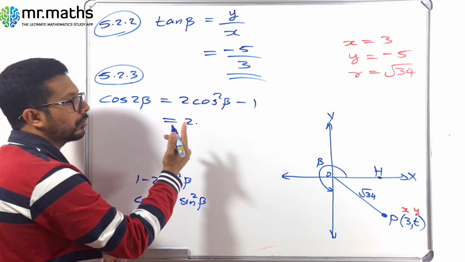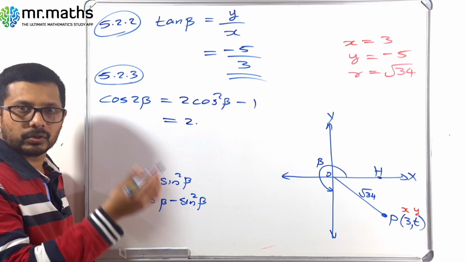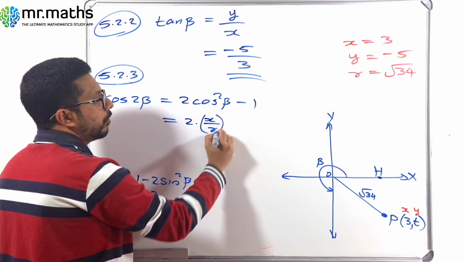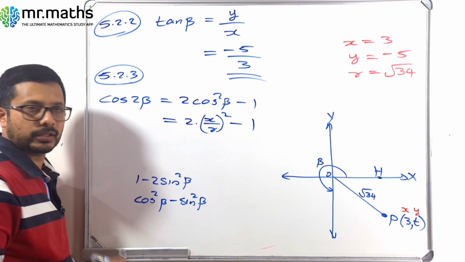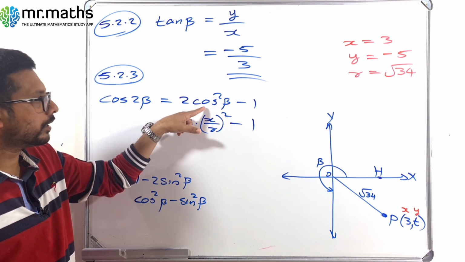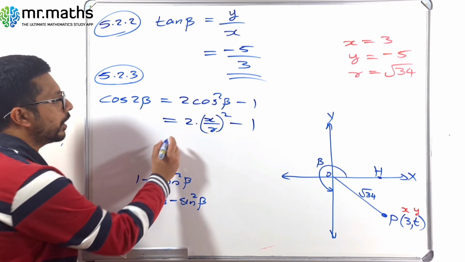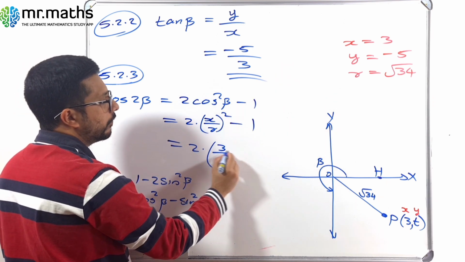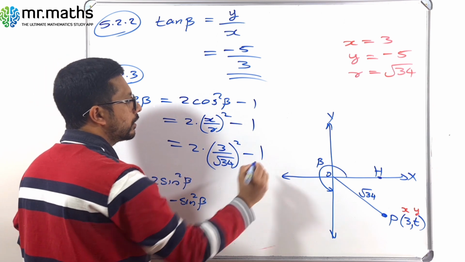So it is 2 into cos squared beta minus 1. What is cos beta? Adjacent side by hypotenuse, so it is x over r. Since here it is cos square, you have to square that. So it is x over r, the whole square, minus 1. So now 2 into what is x? x is 3. What is r? Root 34. The whole square minus 1.